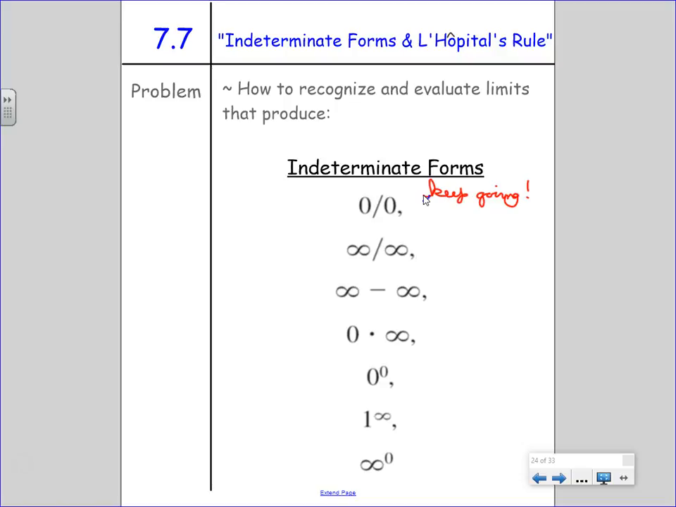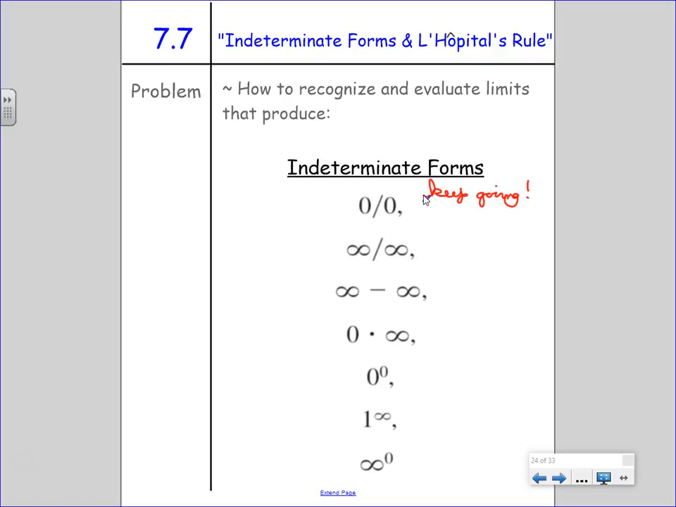So infinity over infinity is not 1? Infinity minus infinity is not 0? Not necessarily. 0 times infinity is not 0? Not necessarily. 0 to the 0 is not 0 or 1? Not necessarily. 1 to the infinity is not 1? What should you say? Not necessarily. Infinity to the 0 is not 1.